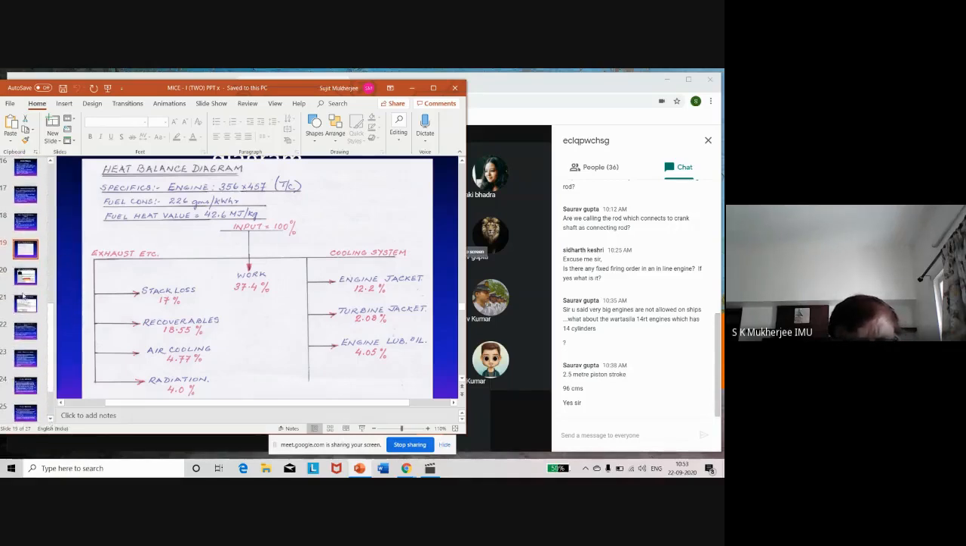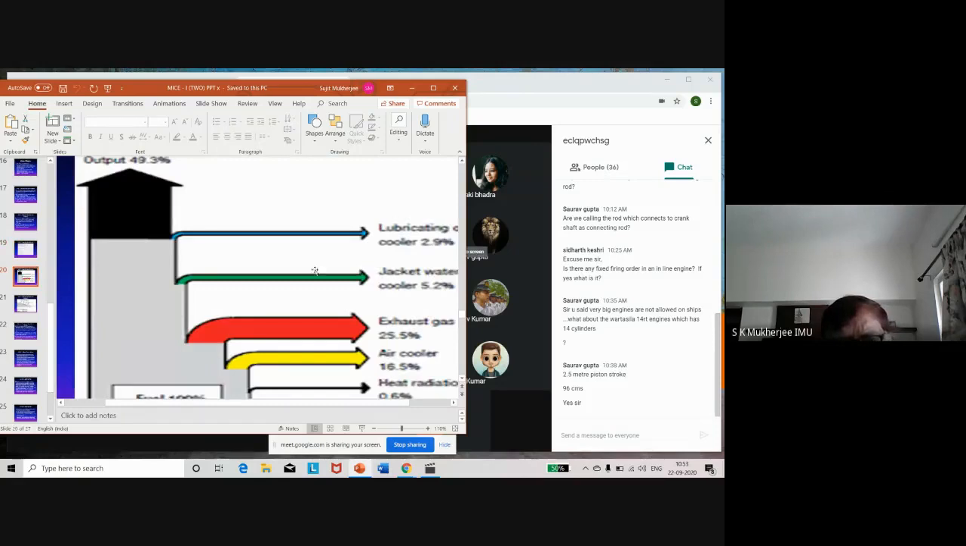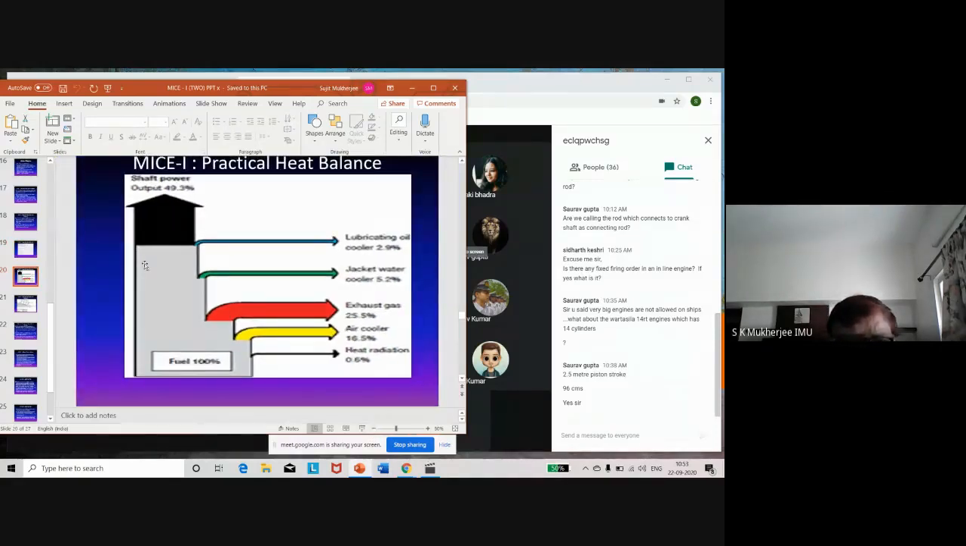Okay, now this is another diagram I've taken from the net, and it is also showing a heat balance diagram, but it does not have so much authenticity. Why? Because he has said fuel 100% and the other discharges he has shown as approximate. But he has not stated what the specifics of the fuel are, what engine is running, and he has blindly said the shaft output power is 49.3%.